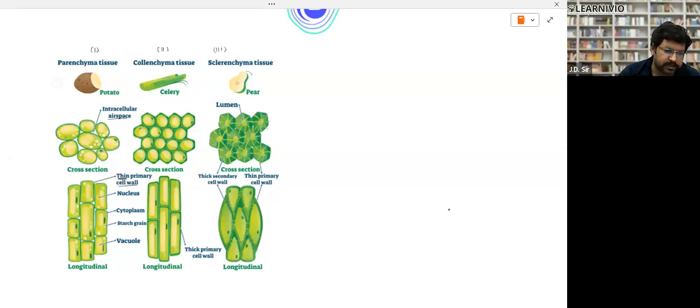They have the nucleus present, cytoplasm present, starch. Vacuoles are the larger vacuole. They have the larger vacuole. This is the longitudinal and this is the cross section. So that is the parenchymatous tissue. What is the main purpose of parenchymatous tissue?